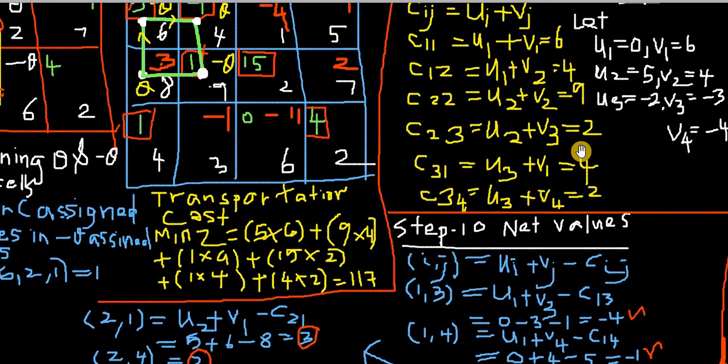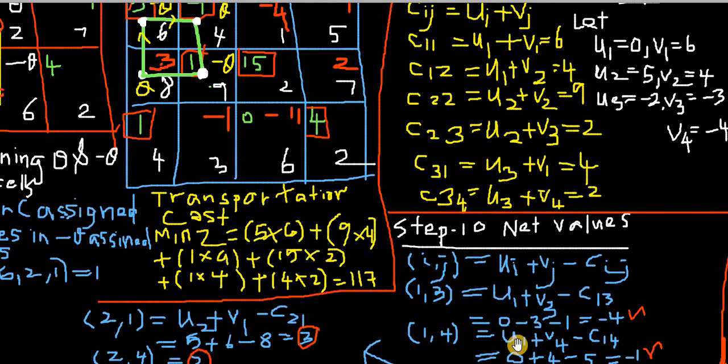But u1 value from this, we have to substitute 0 minus v3 value. v3 value is minus 3, minus 3. c13 is how much? 1. So 1 minus 1, so what we'll get here equals minus 4. Okay, so similarly, next one is what? This is a non-basic cell. So that's what we have to find out.